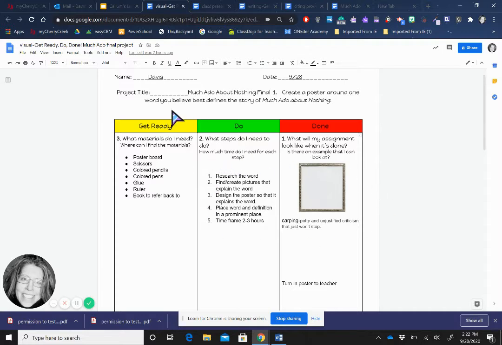So that's the visual part. I picked create a poster around a word you believe best defines the story. Okay.